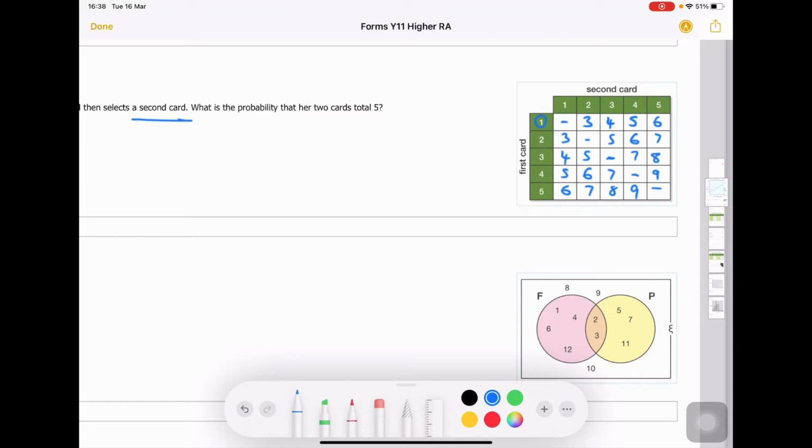Okay, so the question is, what is the probability that her 2 cards add up to 5? We have 1, 2, 3, 4, so 4 out of... it's a 5 by 5 grid, 25 in total, but we're not going to count these 5 ones. So we're going to say 4 out of 20, which can be simplified to 1 over 5.